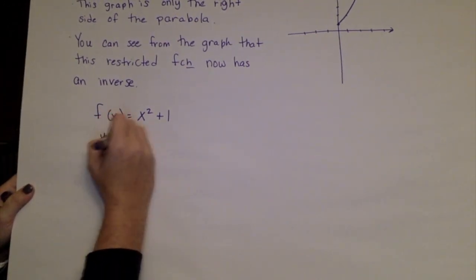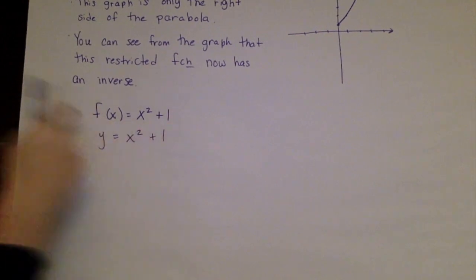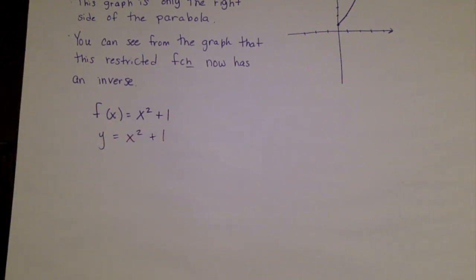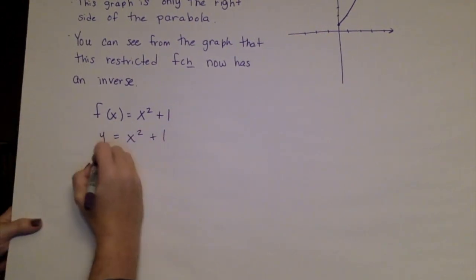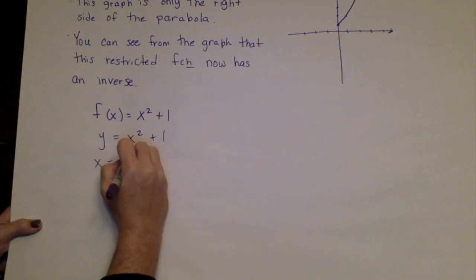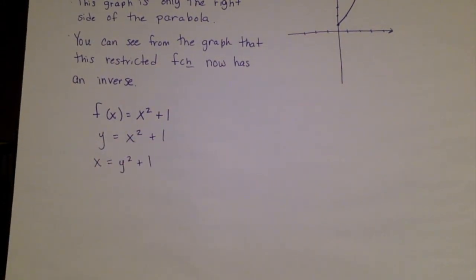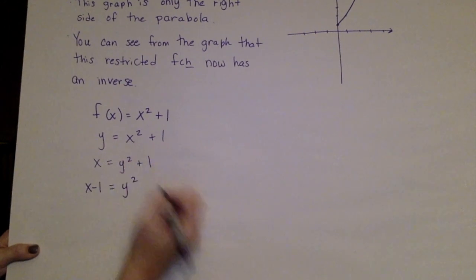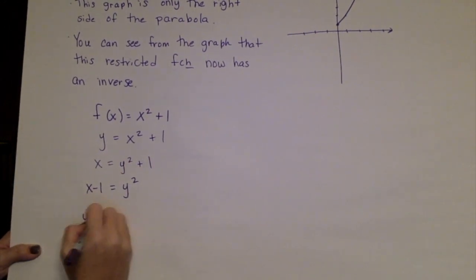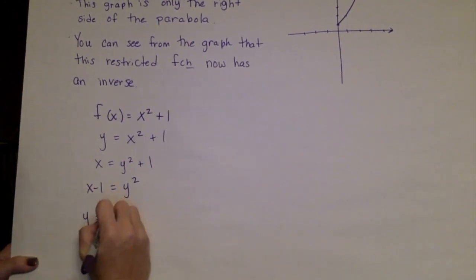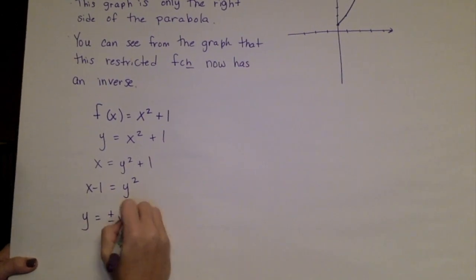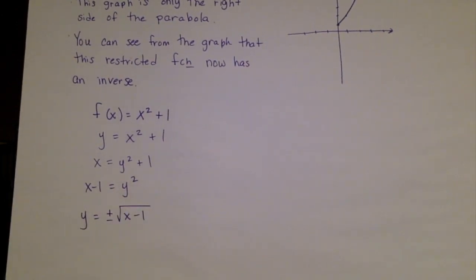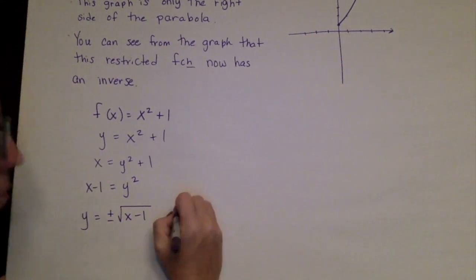So we'll go about finding the inverse, similarly to what we did before. So we're going to change the f of x into a y. We're going to interchange the x and the y, so x equals now y squared plus 1. Then we will solve for y, so I'm going to subtract 1 on both sides, and then I need to take the square root of both sides. Now, I'm going to go ahead and write it this way, plus or minus the square root of x minus 1, because when we take the square root of both sides, we get two answers.